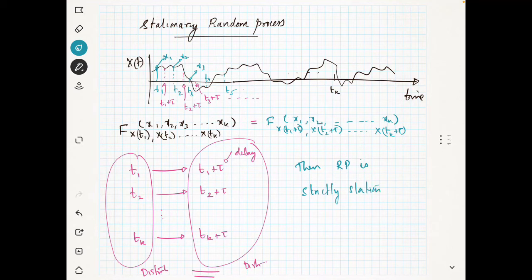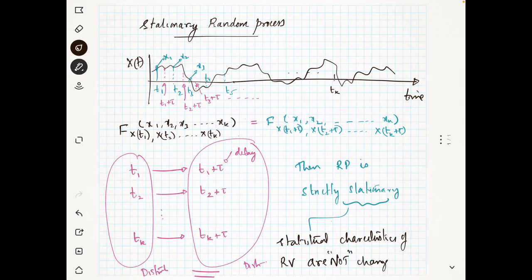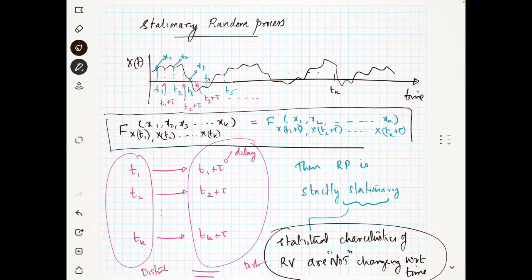So what does it mean? Why are we calling it stationary even though the random process is changing with respect to time? It is strictly stationary, which means that the statistical characteristics of the random variables are not changing. That's why we are getting the same distribution, not changing with respect to time. The same distribution means the characteristics of the random variables are not changing with time. Then we call the random process a strictly stationary random process. I hope this concept is very clear to you.